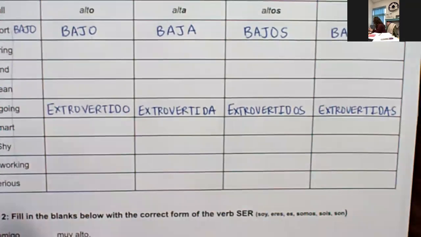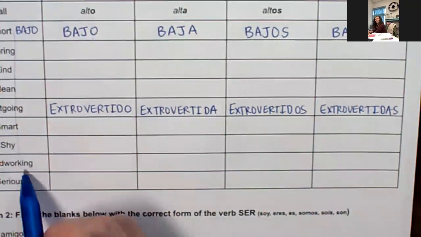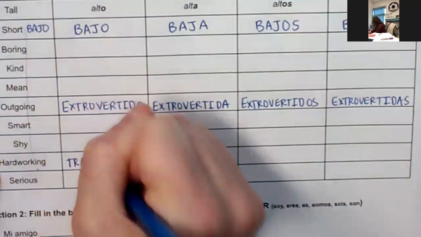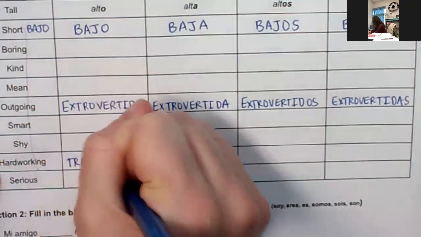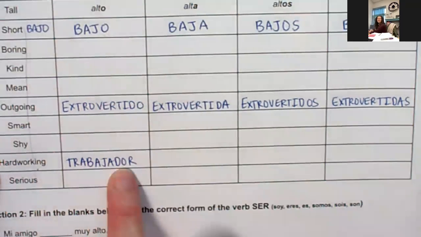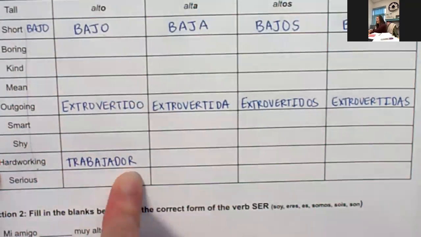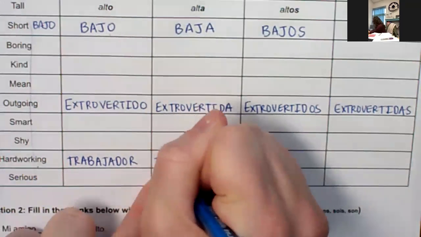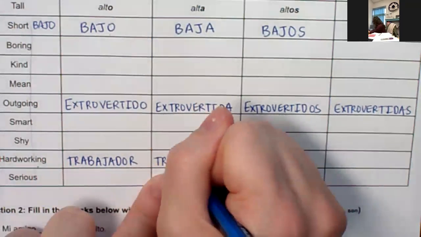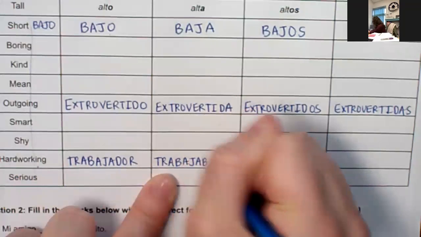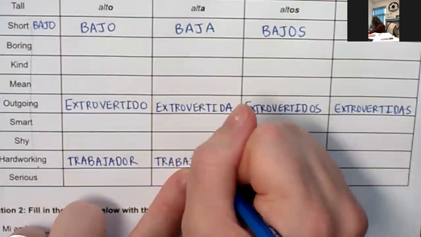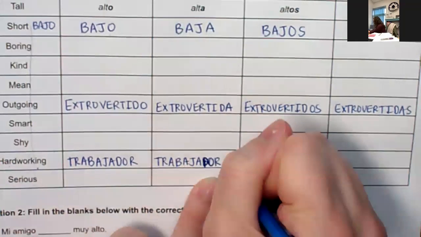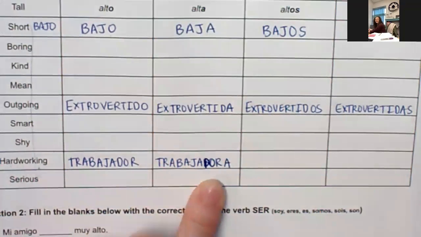Very good. Then let's look at hardworking. So this is trabajador. And by itself, it's masculine because it doesn't end in an A. So to make it feminine, this one's kind of an exception to our process because there's not a final O. So we have trabajador, and then we add an A, trabajadora.